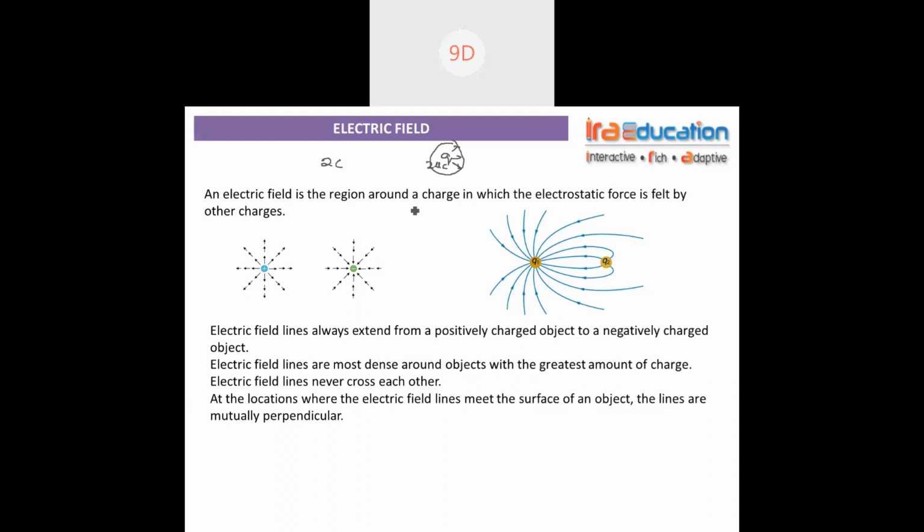Are you able to understand, guys? Is there any doubt in that concept? So the charge which has a larger magnitude is called the source charge. The one which has lower magnitude is called the test charge. Make sure that our test charge is of such a small magnitude that it cannot affect the field lines of the source charge.